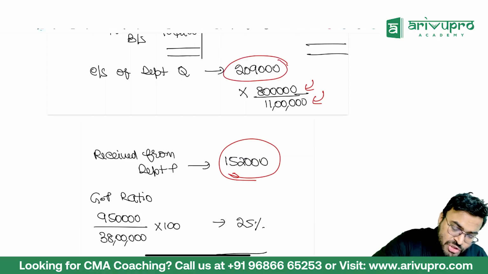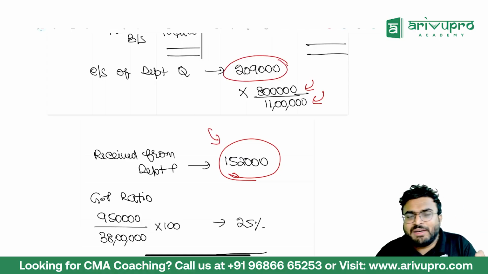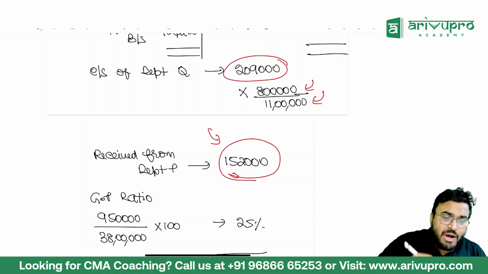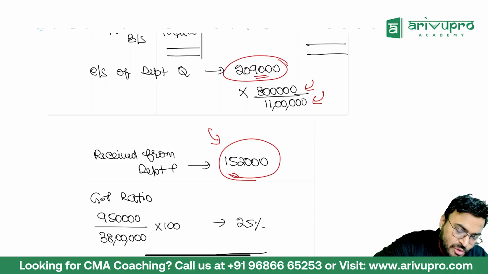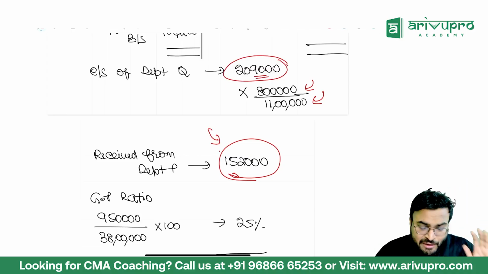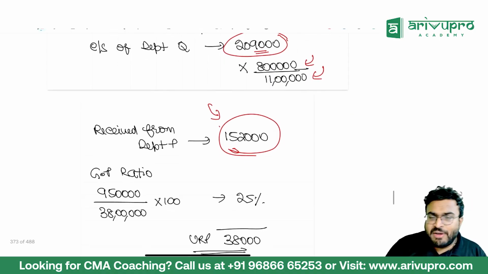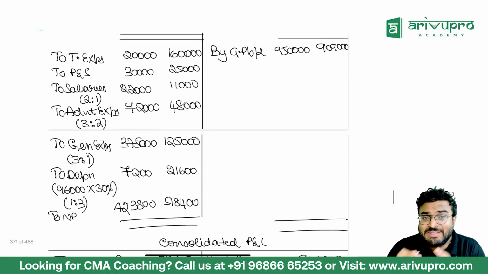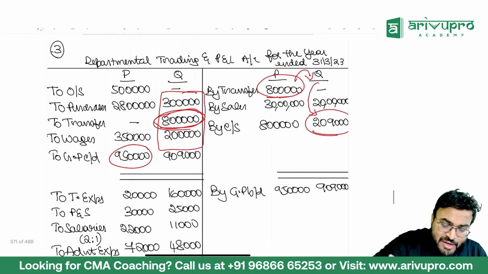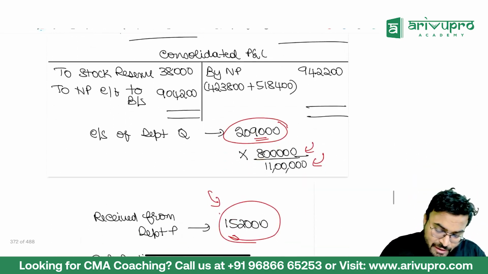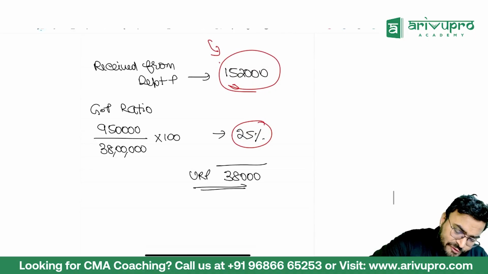Therefore, in the closing stock, how much is received from the other department? 1,52,000. Out of total 11 lakh, 8 lakh came from the other department, so out of the closing stock, 1,52,000 came from the other department. We have to find the gross profit ratio of the department which is sending. Their gross profit ratio is gross profit divided by sales into 100. That time you get 25%.